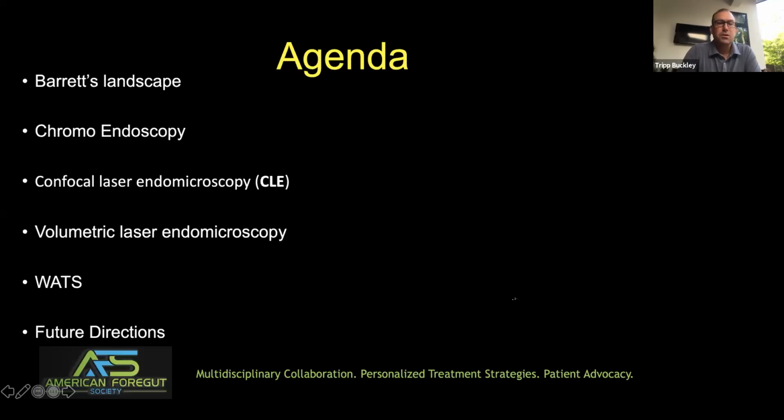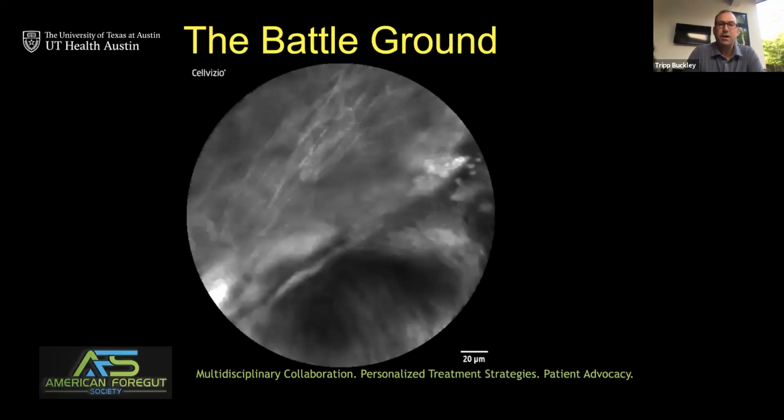Okay, great. So that's basically our agenda this evening, and we're going to get right to it. In my view, this discussion is about this battleground zone. If you haven't seen a Cellvizio image, and we're going to see some of them a little bit later, this is the squamo-columnar junction as seen through pCLE. Cellvizio has the lock on that market.